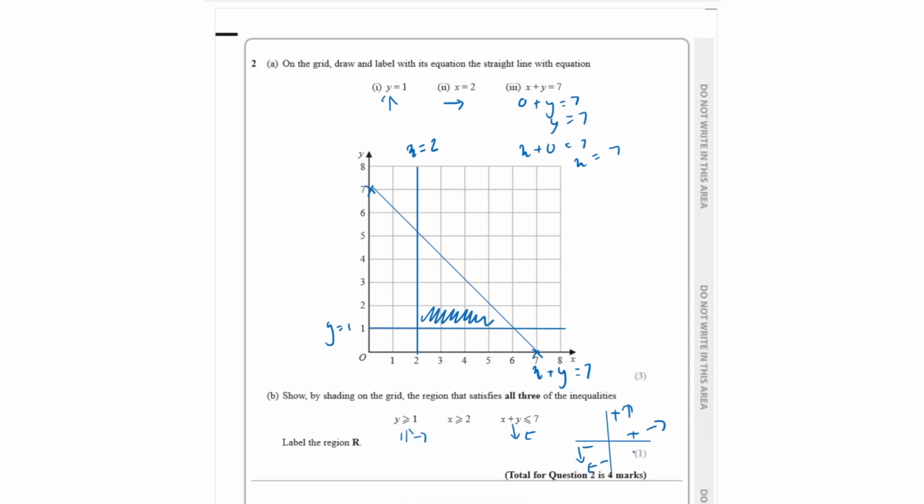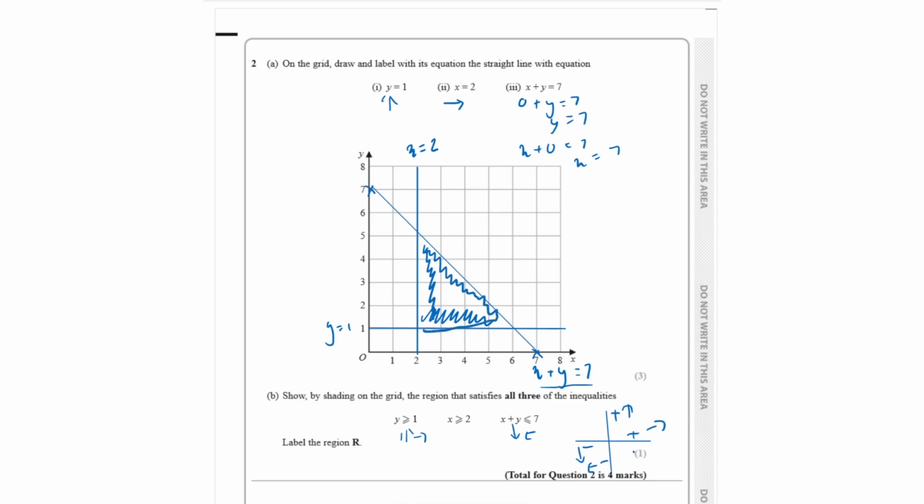x is greater than or equal to 2. So we look for x is equal to 2. And since this is greater than, we go to the right. x plus y is less than or equal to 7. Since this is less than, we simply go down or to the left. So since this is x plus y is equal to 7, we go down or left.